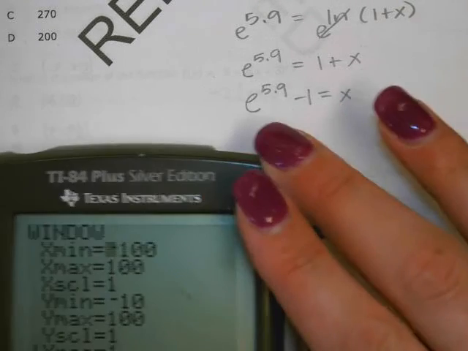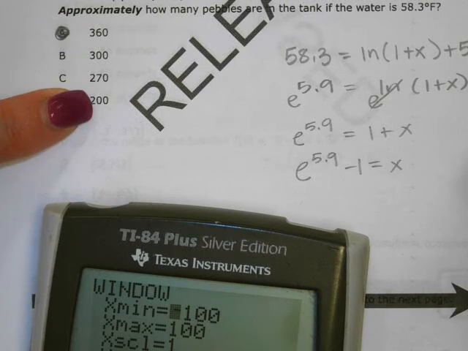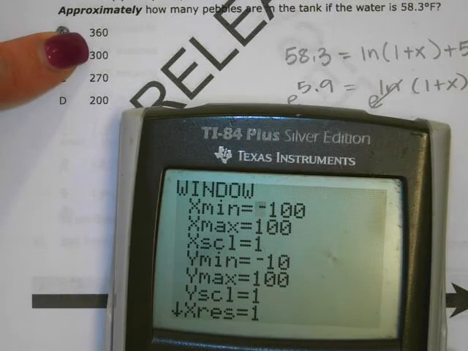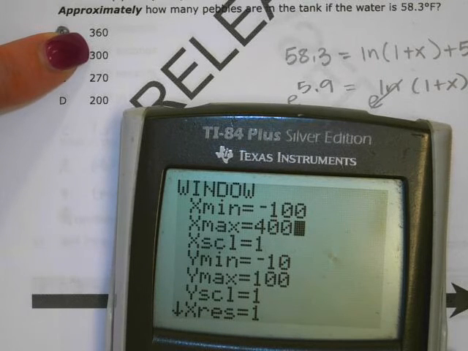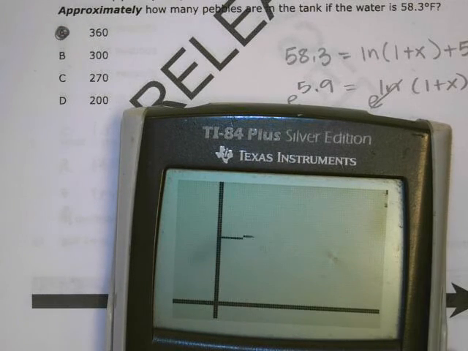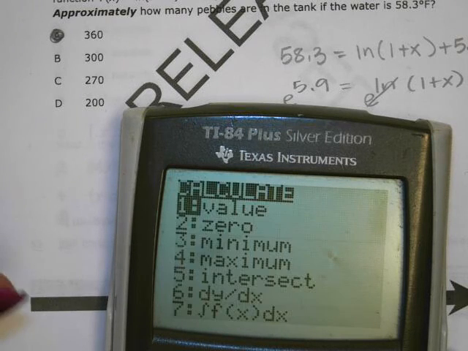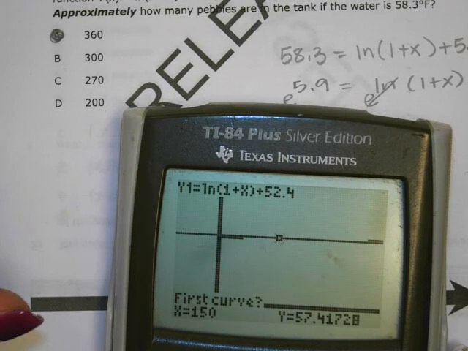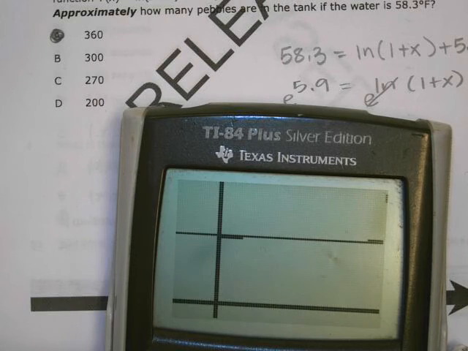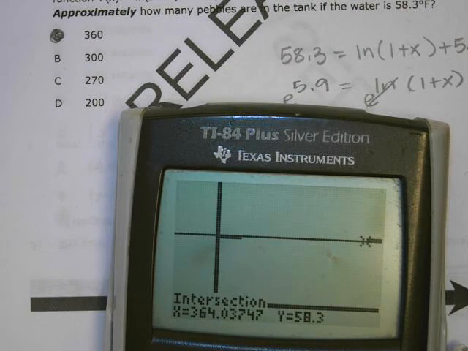Now my x values could be 360, 300, 270, 200. So I need my x values to go up to like 400 so that I can see where these two graphs cross each other. All right, now my picture is not very good with this, but the calculator can handle it. So I'm going to say find the intersection, and it found the answer for me, even if I didn't know how to do the problem.